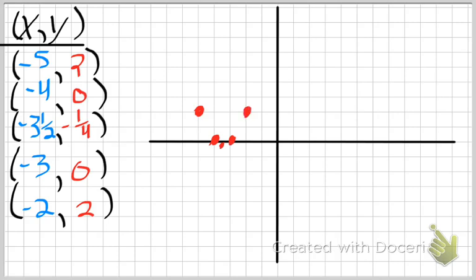Now that you have your dots, do your best to draw a gentle curve that goes through them. Hopefully yours came out more attractive than mine. Try to make it a smooth curve. It shouldn't have any straight lines in it, although mine looks like it might. And then you've now graphed your parabola.